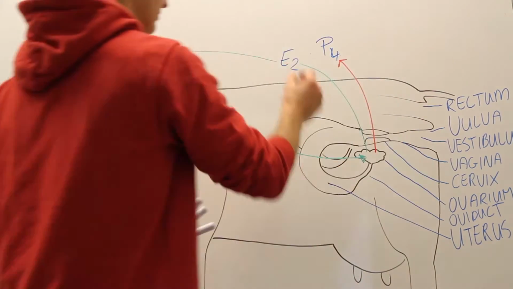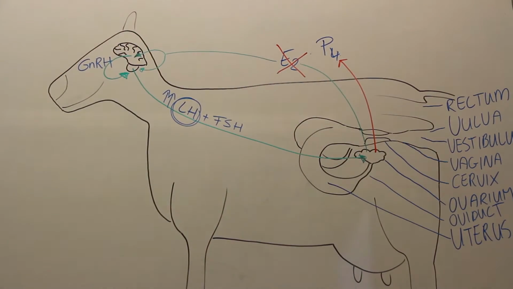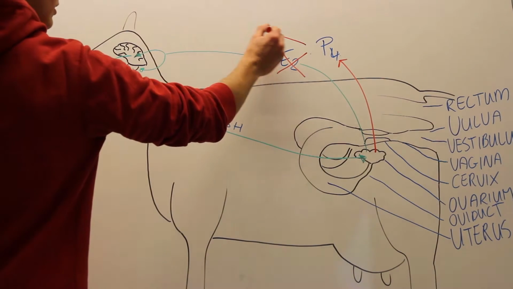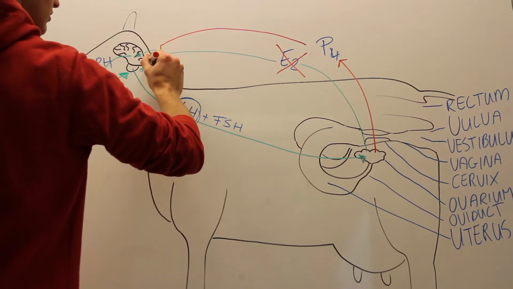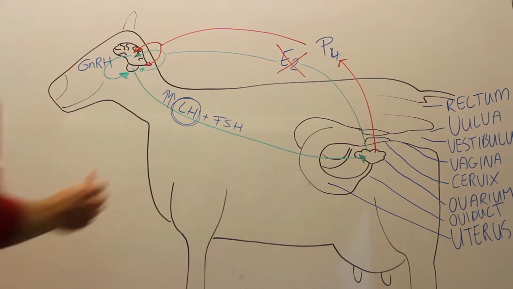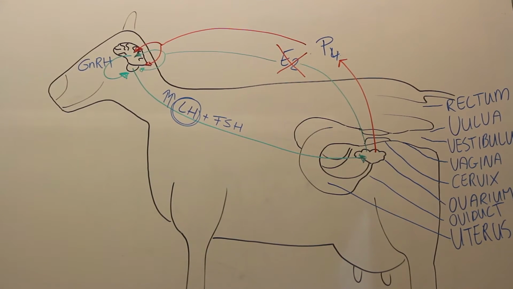The ovulatory follicle then becomes a corpus luteum, which produces progesterone. Progesterone exerts a negative feedback on the hypothalamus and pituitary, suppressing the production of GnRH, LH, and FSH. This is known as the luteal phase.